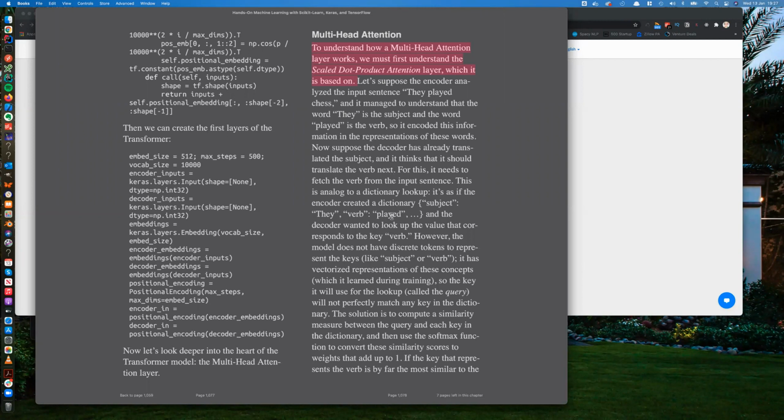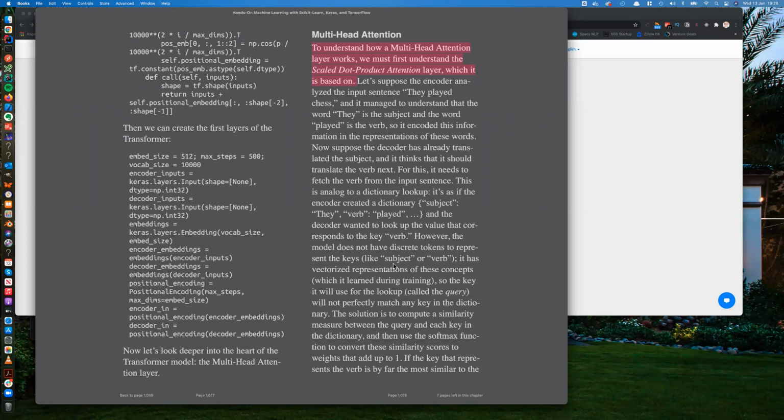And now let's say the decoder needs to look up something in the dictionary. But because things are not matching exactly, because these are all vectors now, they're not discrete numbers, what we need to do is compute some kind of similarity between each of these keys. So let's say there's a query and we want to look up verb. If the verb was represented as a vector and each of these keys was represented as a vector, we could compute the dot product, and then use a softmax to convert that to a probability distribution, and then choose the one with the highest value as the result of the query.